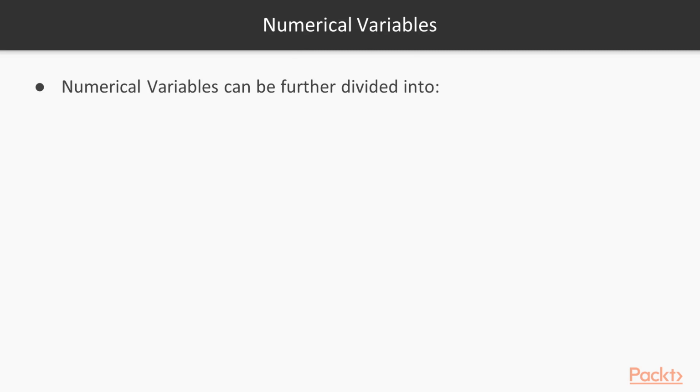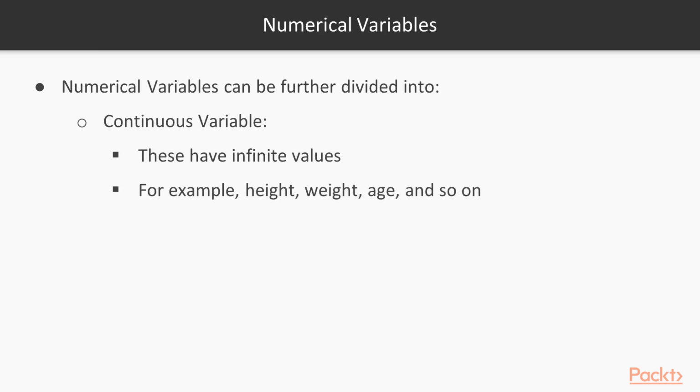Next up, we have numerical variables. Like I said, numerical variables contain values that can be measured numerically. These can be further divided into two types. First up is the continuous variable. Simply put, these have infinite values. There is no limit to the amount of values or different types of values these can contain, like height, weight, age, etc. For example, even in case of height, you can start from 100 centimeter and go to say 250 centimeter, not 250, around 180 centimeter and so on and so forth.